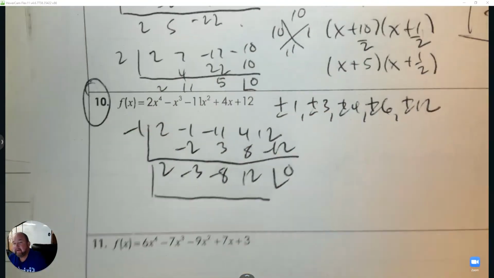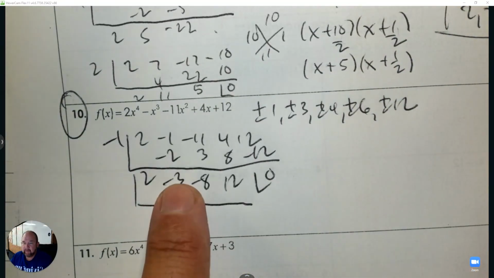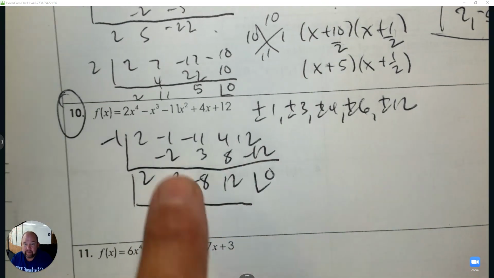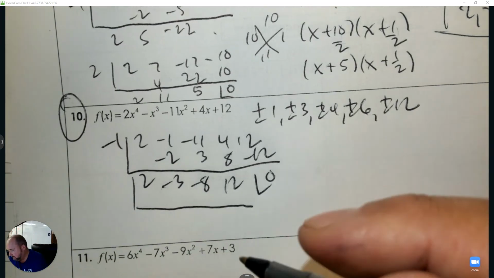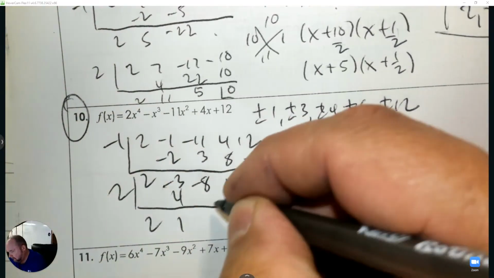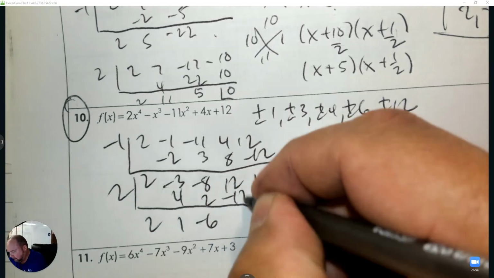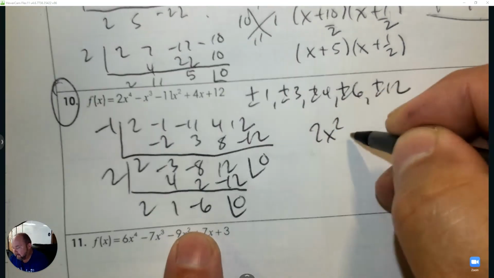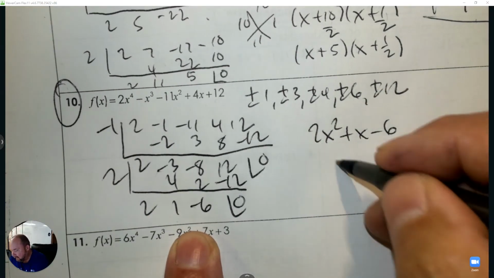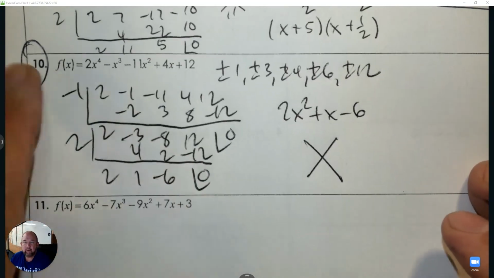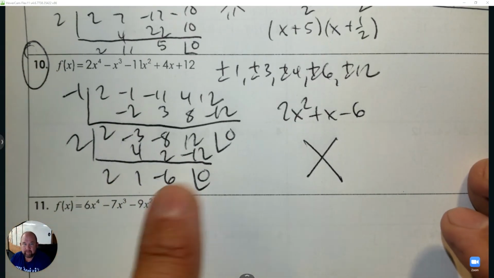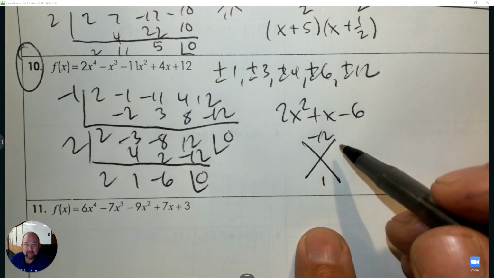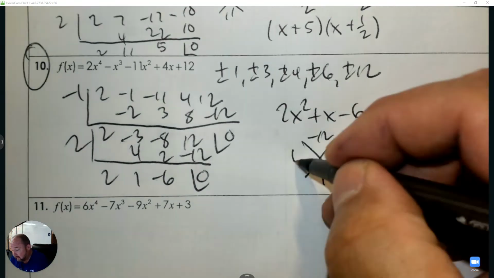Now, for this one, -1 works, but we still have 4 terms left. I need to find another number and keep reducing this down so I can factor it. Now I can write this as a trinomial, and now I can factor it. So -1 works, 2 works. This is what I'm left with. Take the first number times the last number. What two numbers multiply to -12? And the same two numbers add to 1.